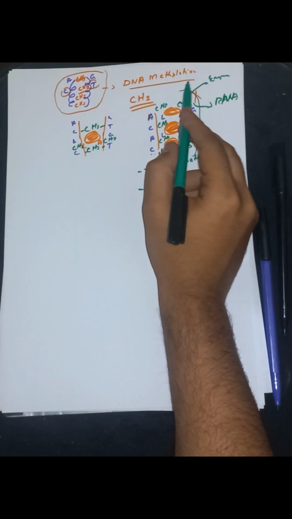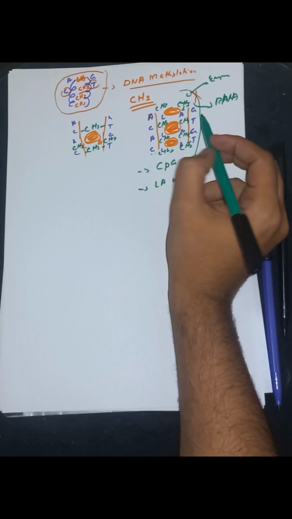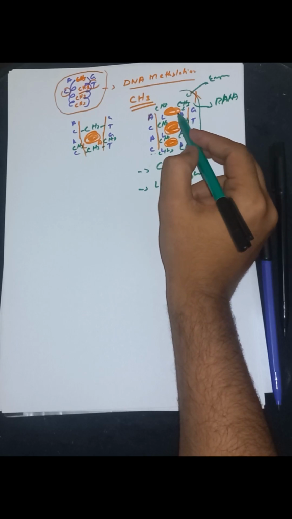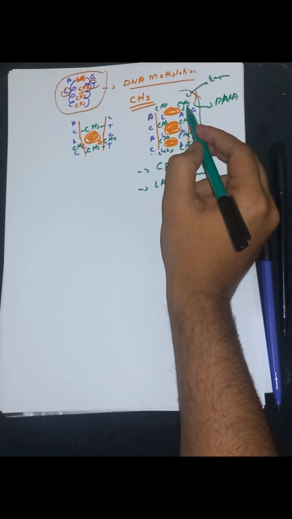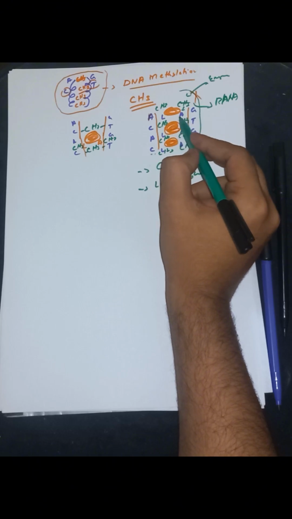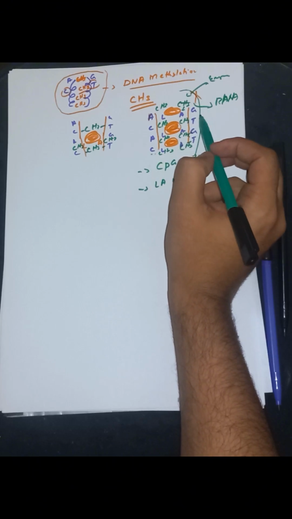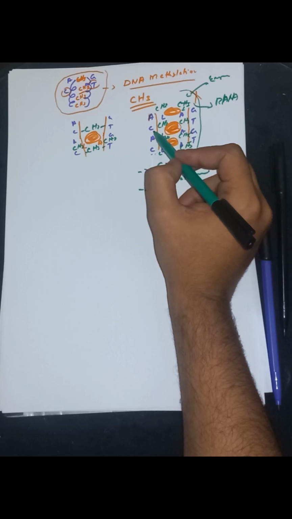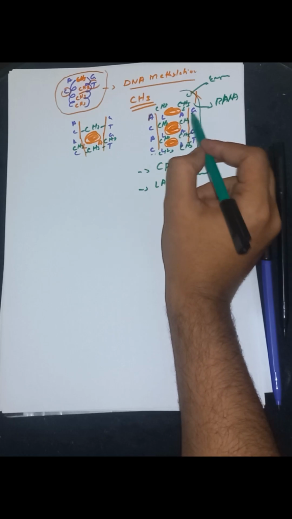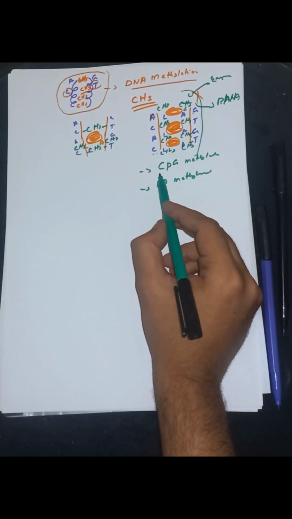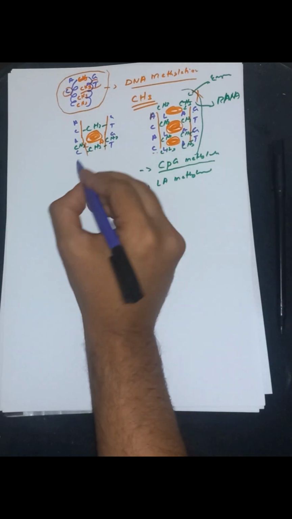These two were condensed because of what? Methyl group attaching with histone, where on histone? On lysine and arginine group, and on the DNA where cytosine and guanine group. So this is called CpG methylation, or what is its other name?